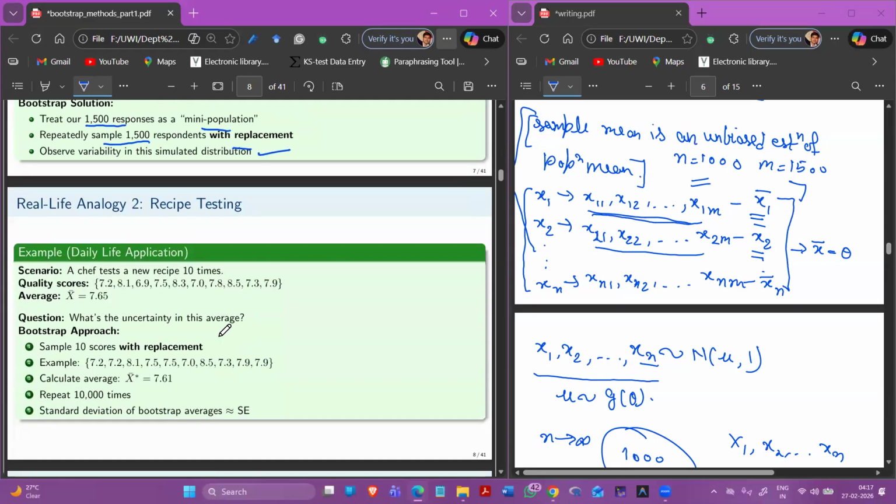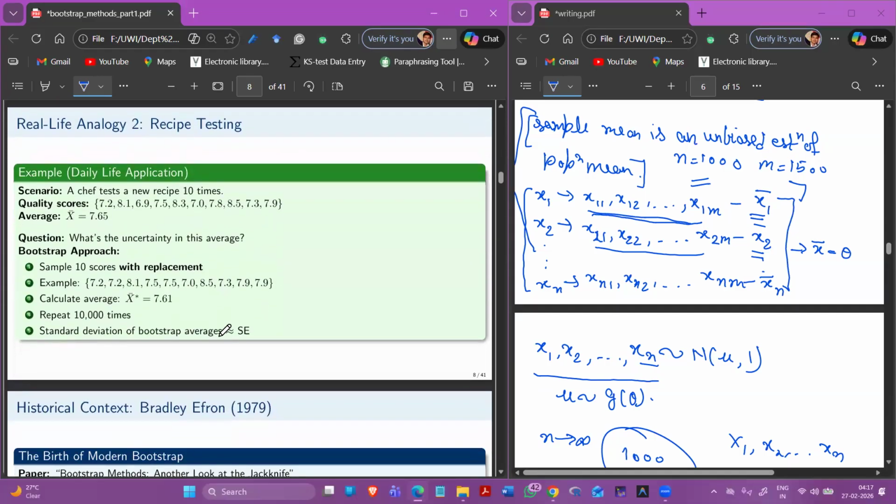Again, I will take another real life scenario, the recipe tasting that I just told you. A chef tests a new recipe 10 times and gives a quality score out of 10. The scores are 7.2, 8.1, 6.9, 7.5 and so on, and the average, x bar, is 7.65. Question: what is the uncertainty here?